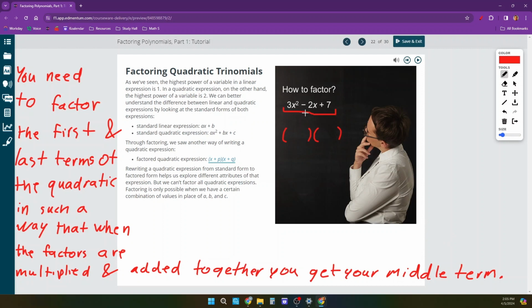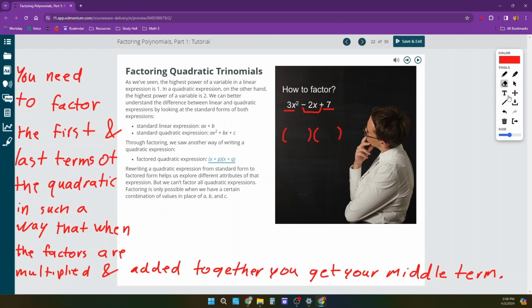So I very well could have just said that aloud, but this understanding of the process is very crucial. I would very much encourage you to add this to your notes. But what this means, if I take this example, is that I need to factor my 3x squared and factor my 7 in such a way that when I multiply and add them together, I get my middle term 2x.